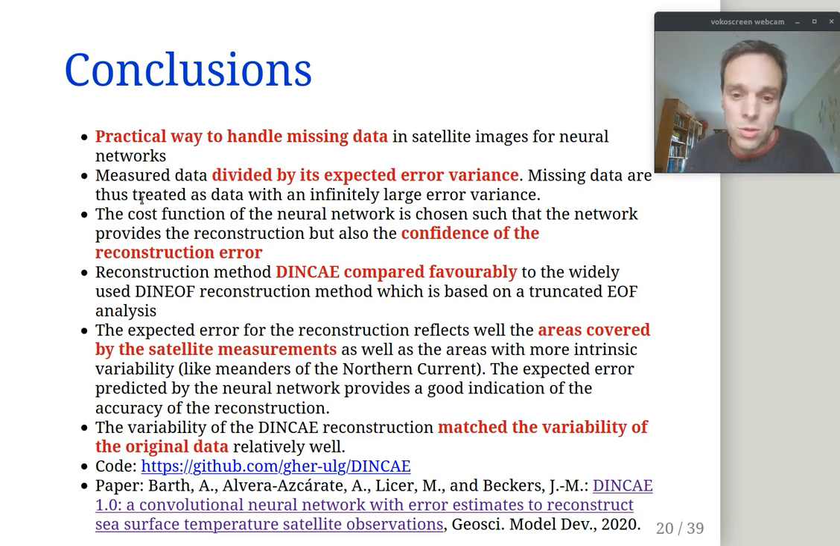So we think that this method worked quite well for satellite data, and it was also able to retain a significant amount of variability in the original data.